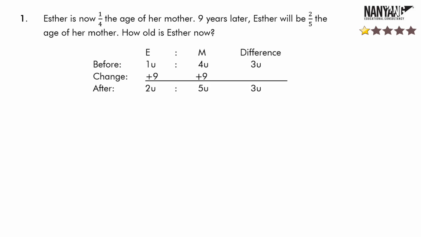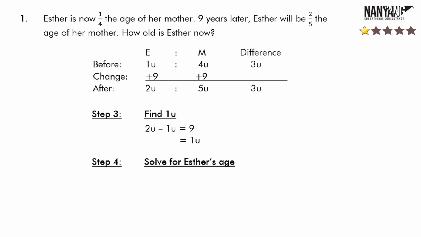Now with this table, we can continue on to our step 3, which is to find 1 unit. Let's look at Esther's change. 2 units minus 1 unit equals to 9, which is 1 unit. As such, we can solve for Esther's age now, which is 1 unit, and as we found out before, that is equal to 9. So Esther is 9 years old.